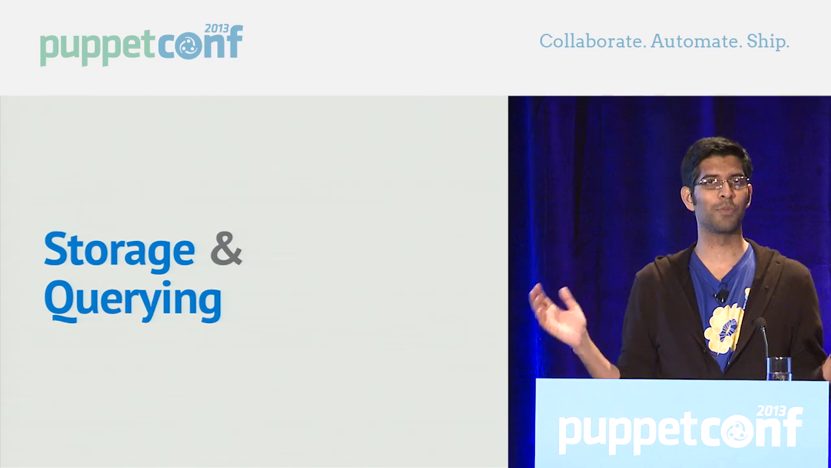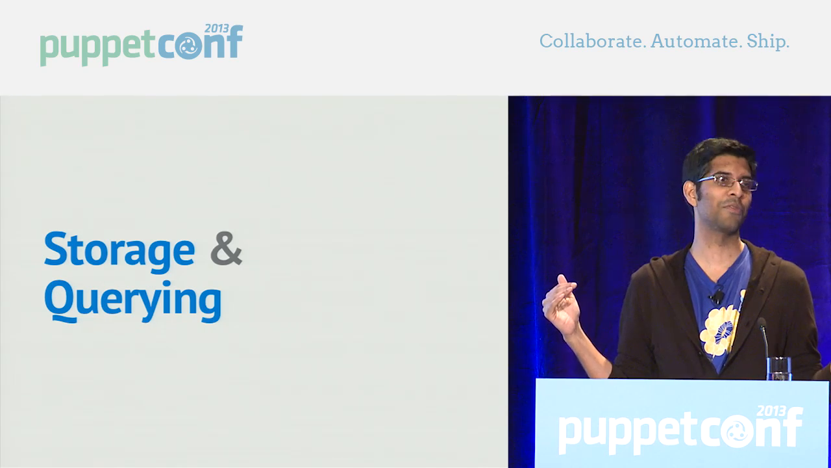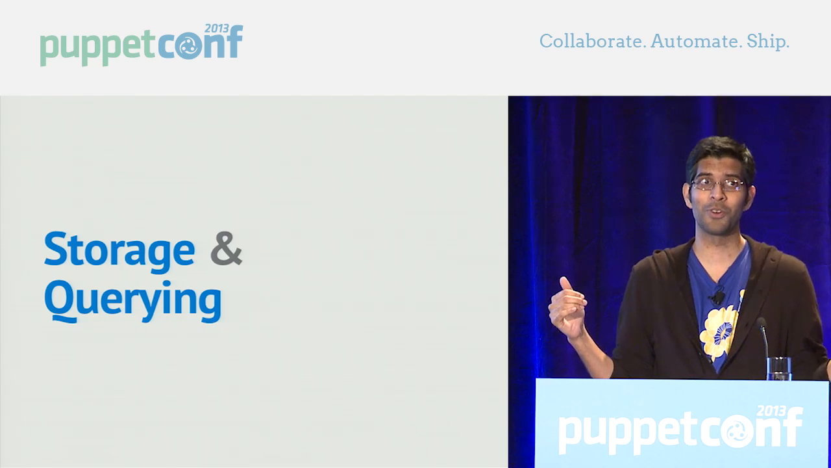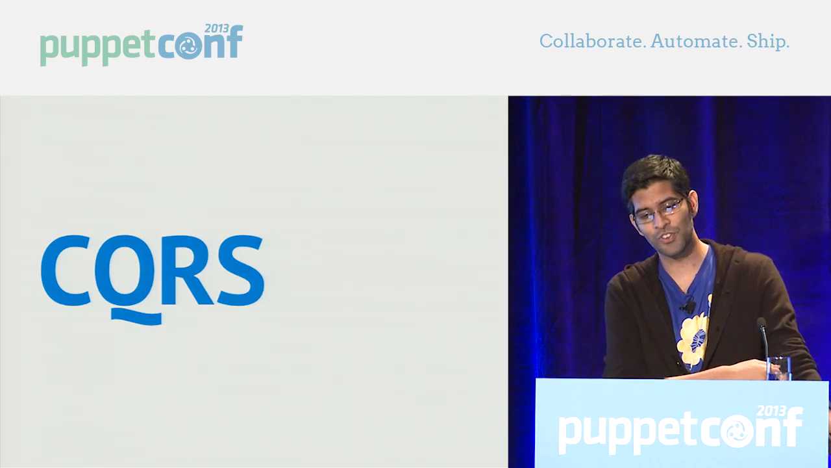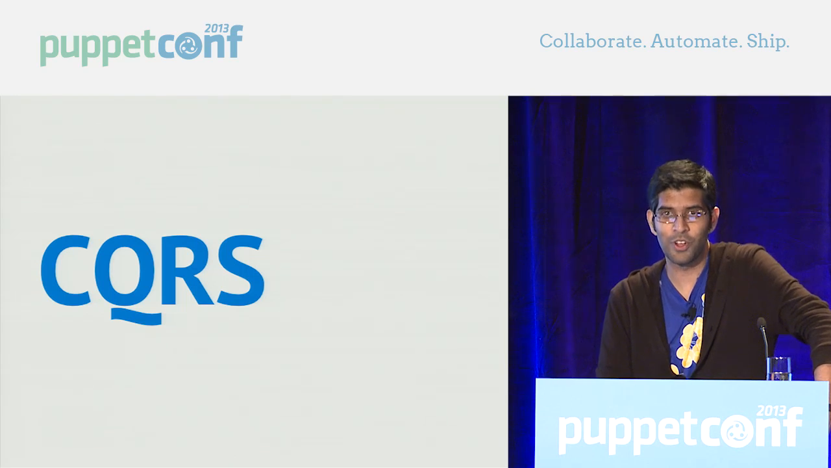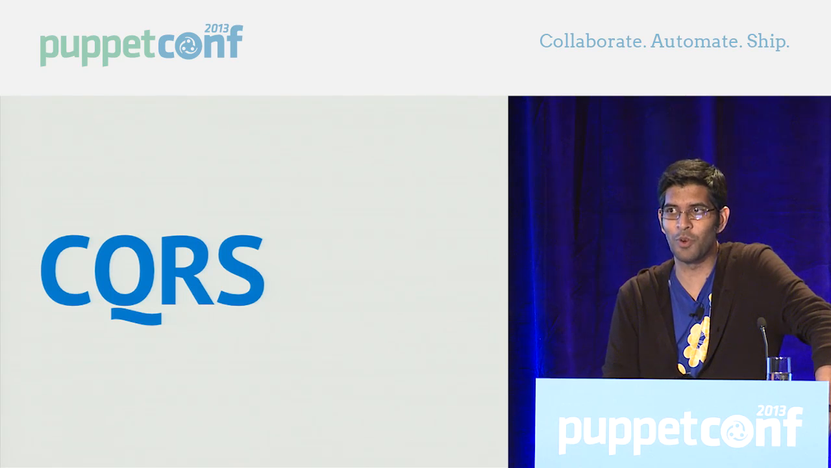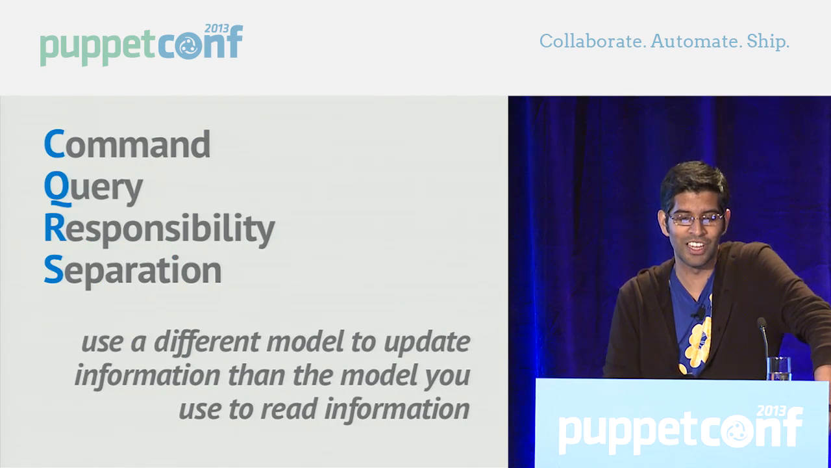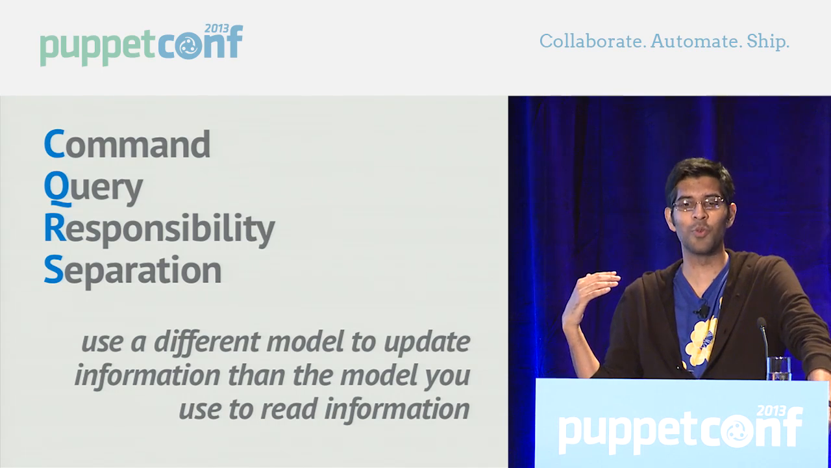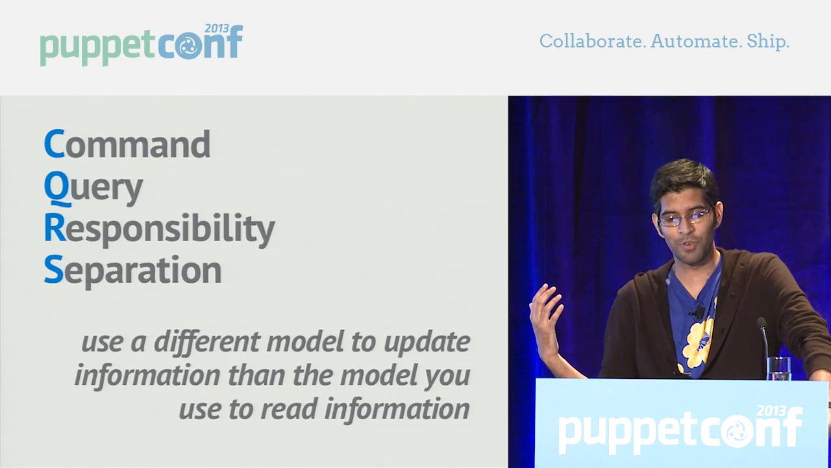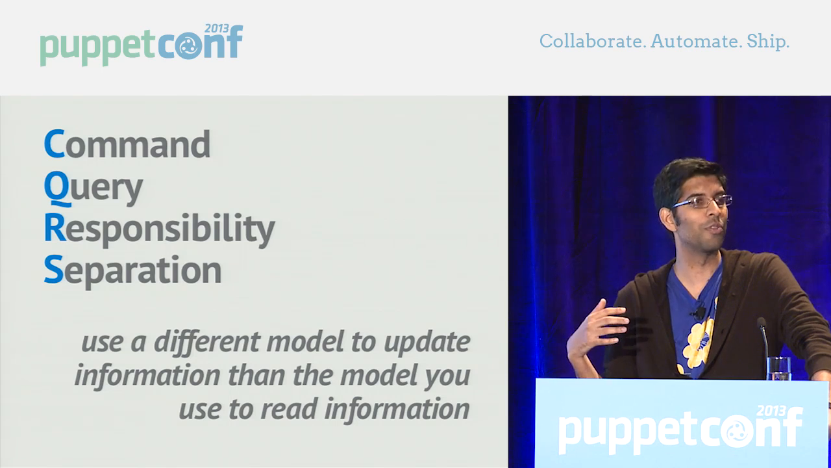Really, PuppetDB is supposed to provide two basic features. Number one, it has to store stuff. Number two, it has to let you query it. It turns out that there's an architectural pattern within software called CQRS, which describes this pattern pretty nicely. It's called command query responsibility separation. But in a nutshell, what that means is you want to use a different model to update information than the model you use to read your information.